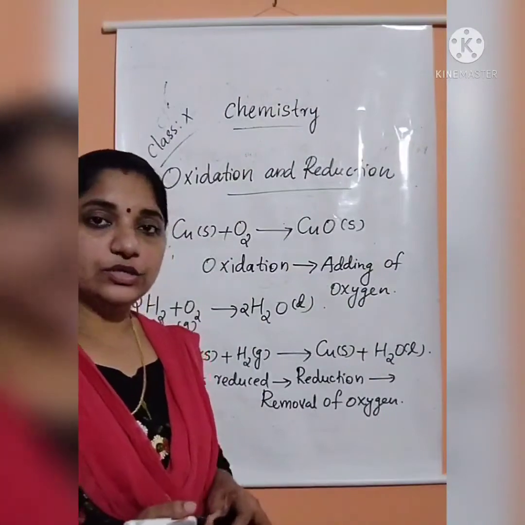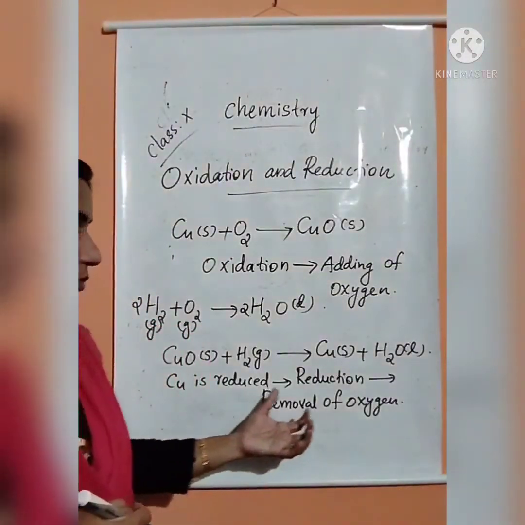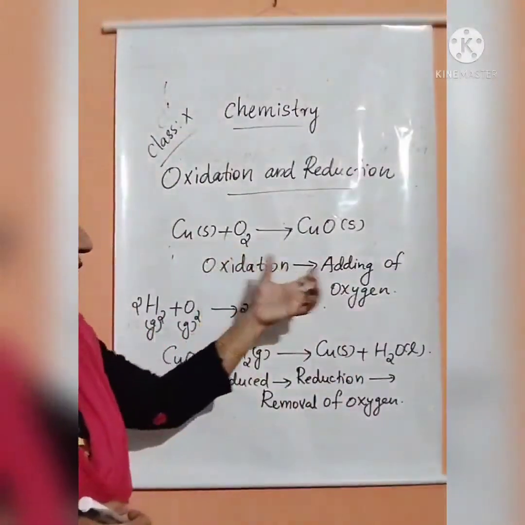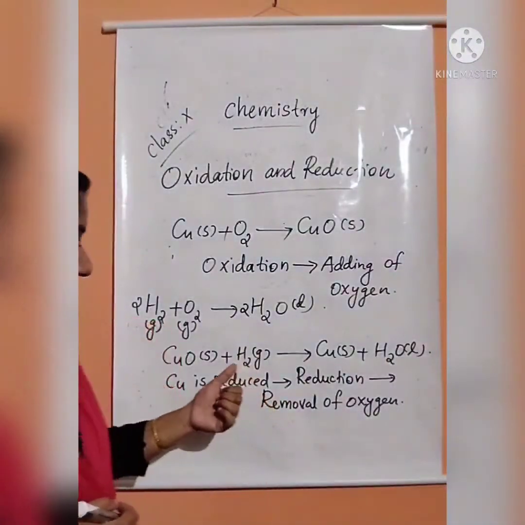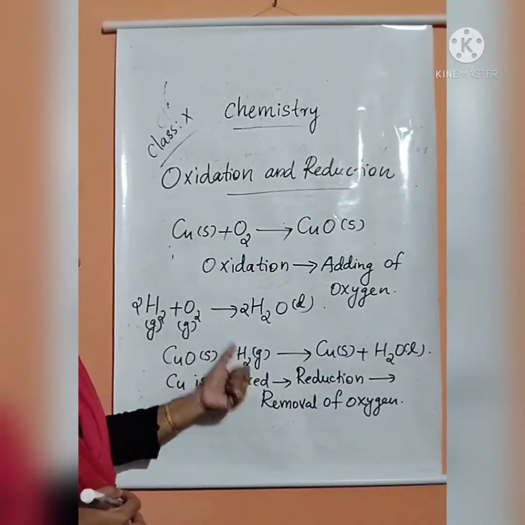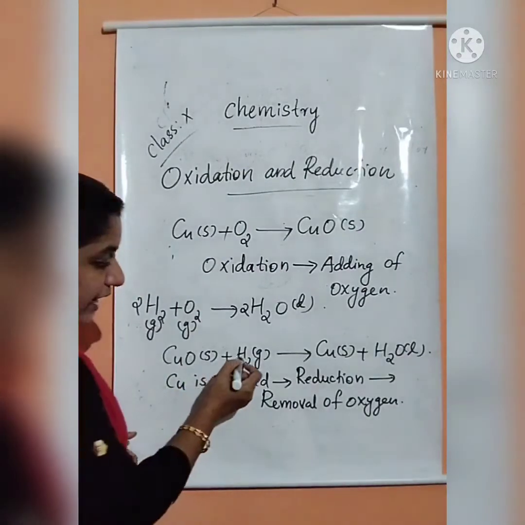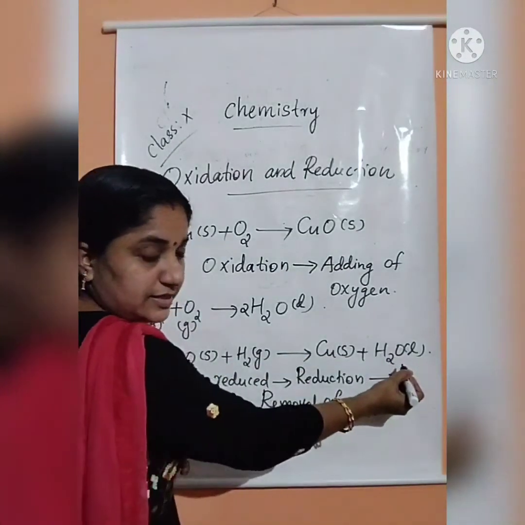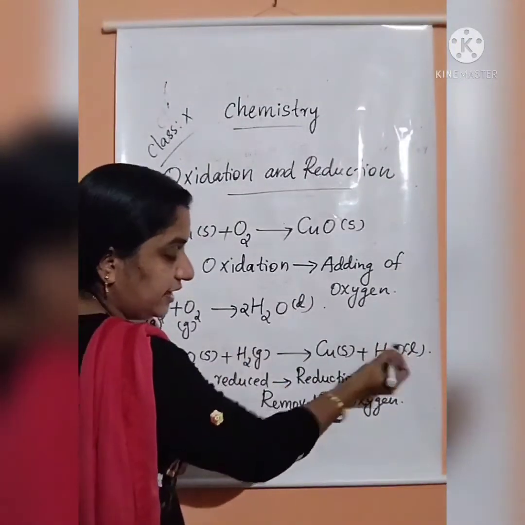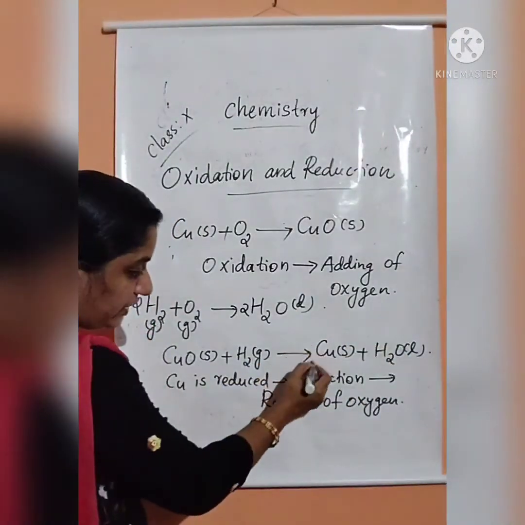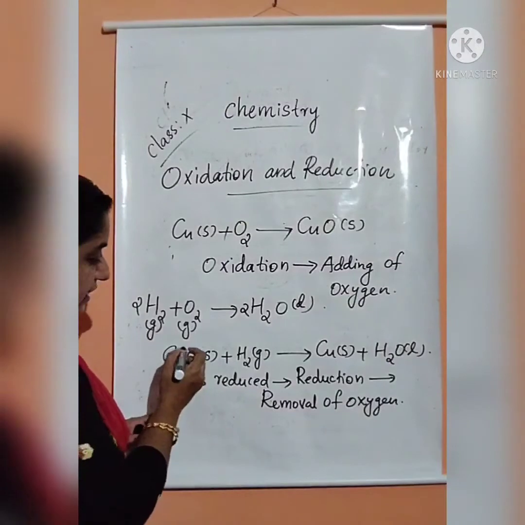Copper oxide undergoes reduction. So, reduction means removal of oxygen. Oxidation means adding of oxygen. We can see hydrogen. What is the case of hydrogen in this reaction? Yes, hydrogen gains oxygen, isn't it? Hydrogen gains oxygen. Copper loses its oxygen.